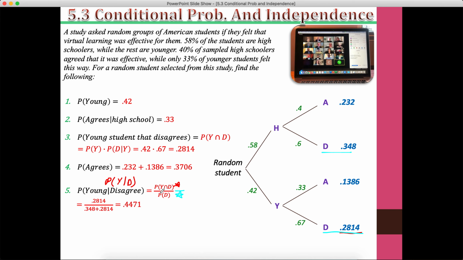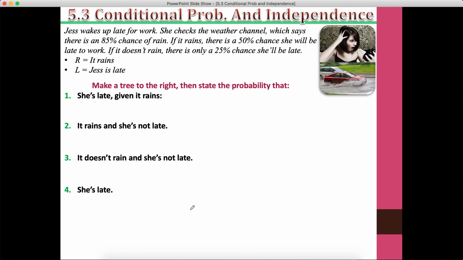the youngs are the 0.28. So I would take that 0.28-ish, I would divide it by the 0.63, and that would get me this final probability, which is to say, of all the people that disagree, about 45% of them are young. And yes, we could use complementary events here and say that of all the people that disagree, about 55% of them are older students. Whew, they can be complicated.